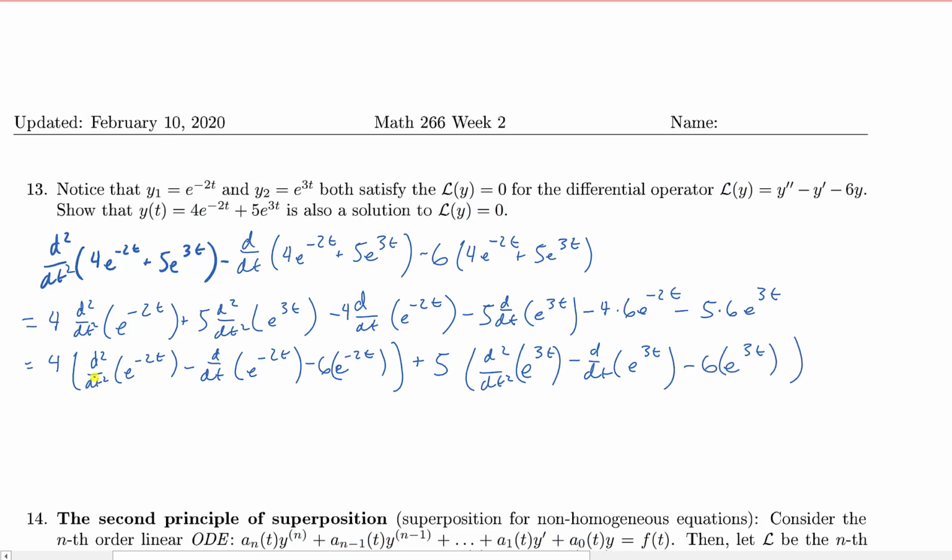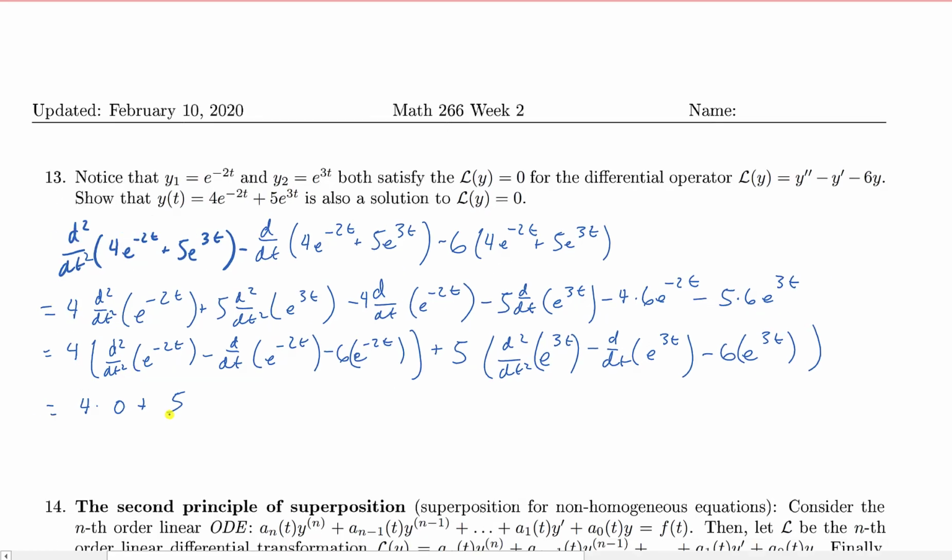Okay. Well, this is the linear operator applied to e to the minus 2t. I already said that this solves the corresponding homogeneous equation. If I were to plug e to the minus 2t into this expression here, it's going to output a 0. So I know that this is 4 times 0 plus 5, and all of this is the differential operator applied to e to the 3t, and I've already said if I plug in e to the 3t, it's going to output a 0. So times 0. This gives me 0.